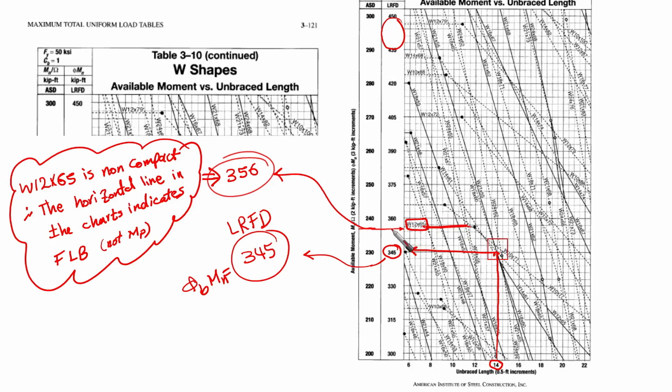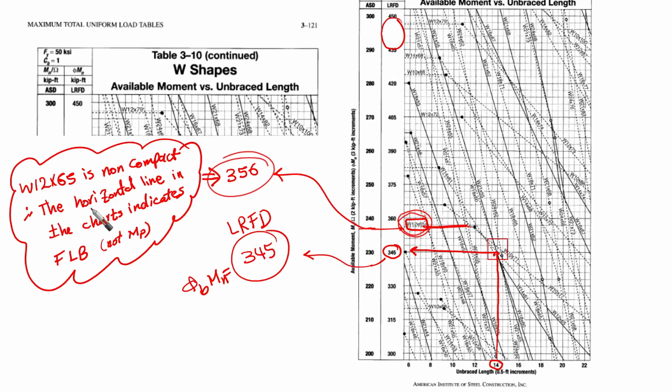356, it could be plastic limit or flange local buckling. It depends on the element itself, whether it is compact or non-compact. Okay? If you go to this element or this section, you're going to find that it is non-compact in the dimensions and properties table. And based on this, we're going to find that W12 by 65 is non-compact.